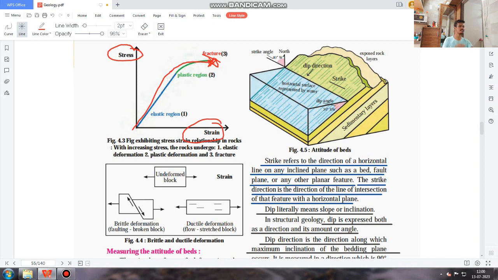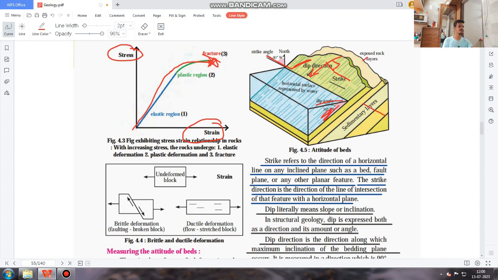See over here, this is the dip direction. Dip direction will always be perpendicular to strike. See, dip direction is here, strike is over here, so they are perpendicular. This is strike angle, this is dip angle. Strike angle with respect to this planar structure, and dip with respect to this planar structure.